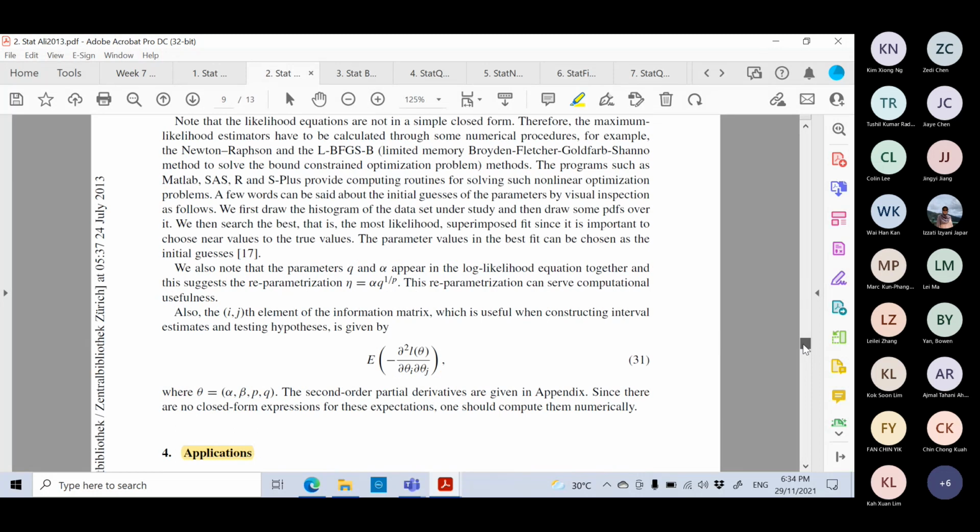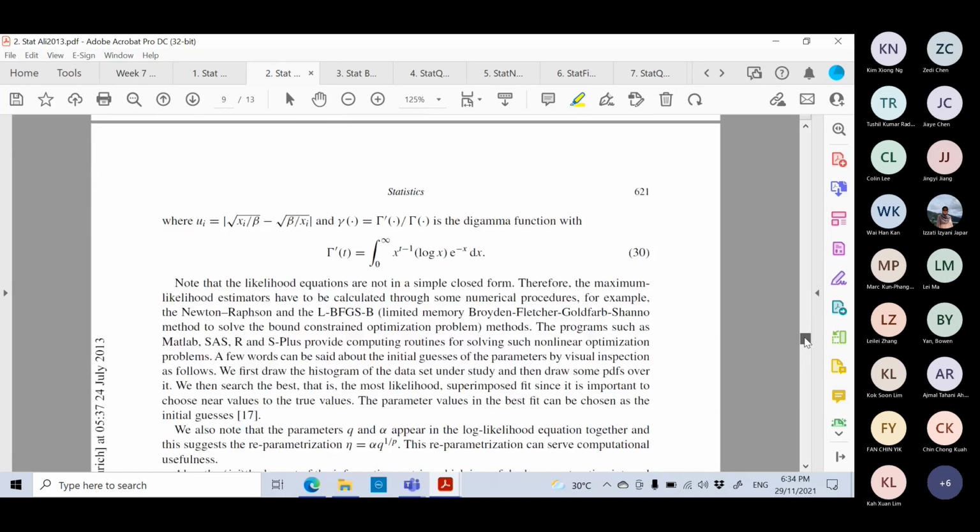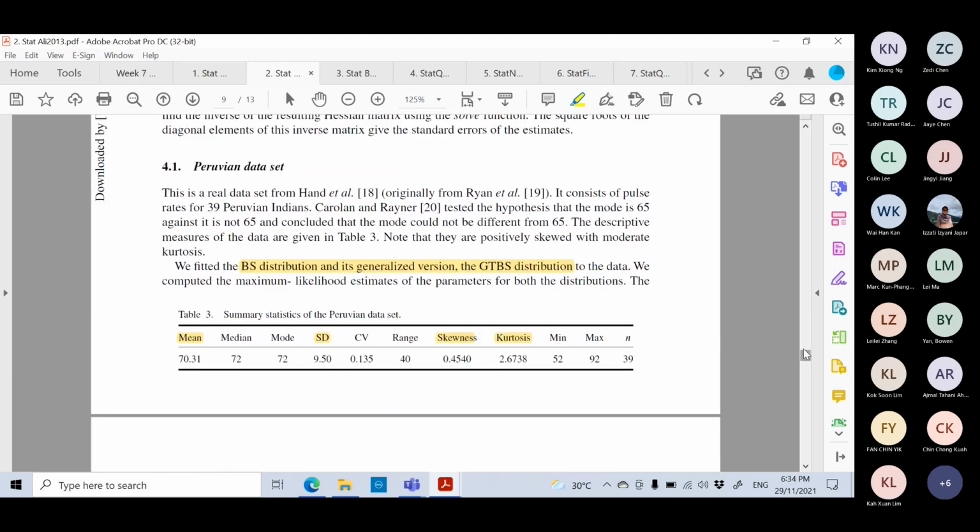Okay, in this theory here, they have derived the first four moments. So based on the estimated beta and the P and the Q, they can calculate the mean. You can use the theoretical formula to check your mean, and then from the data set, what is your mean? Are they close enough, or are they very far away? So all these things are important for you to do the comparison when you provide the empirical application.